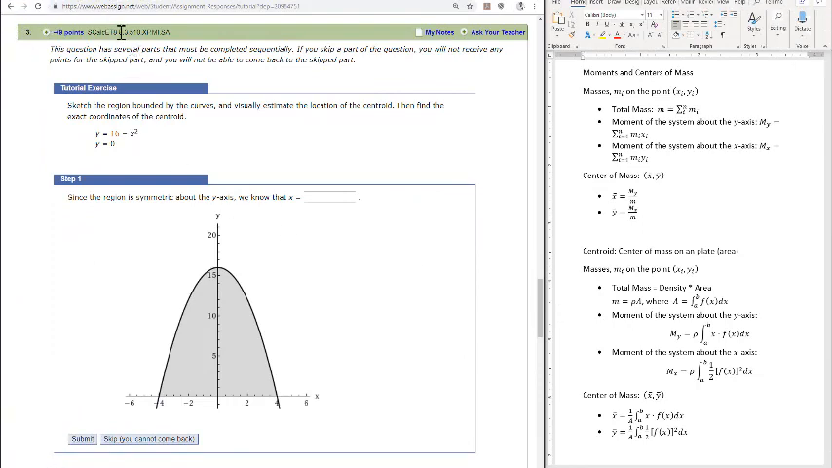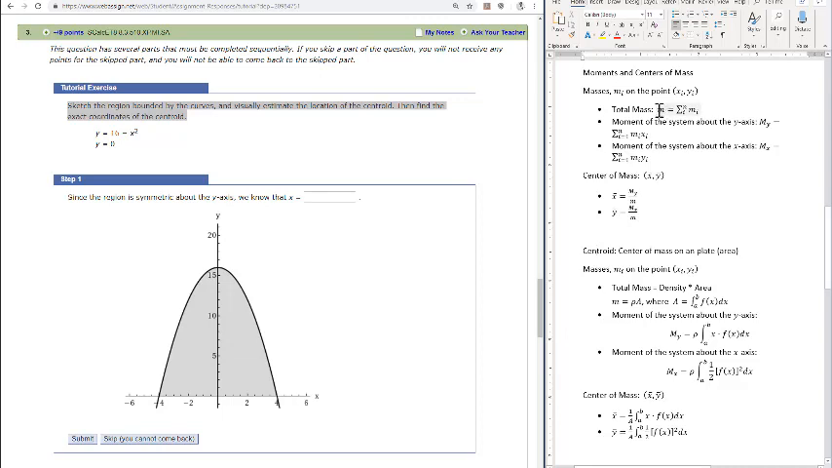Let's do this problem from section 8.3. This is problem number 3. Sketch the region bounded by the curves and visually estimate the location of the centroid, then find the exact coordinates of the centroid. So the centroid is essentially the center of mass for an area.